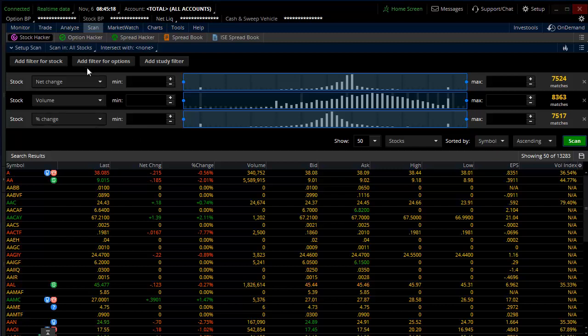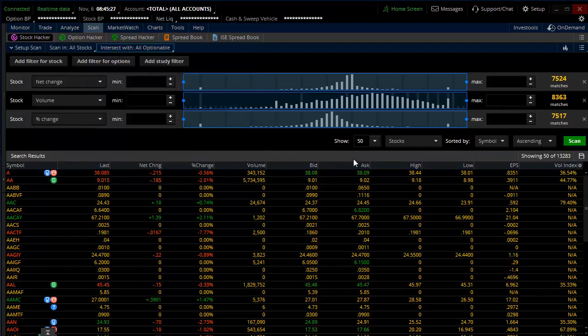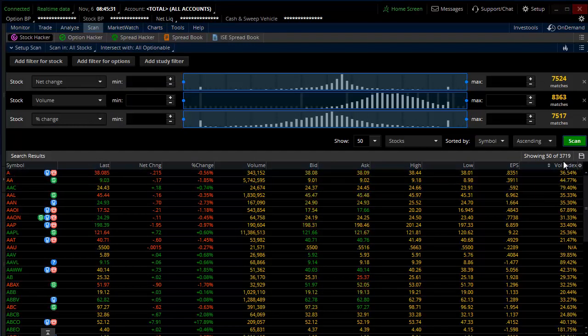Now, the very first thing I want to do is intersect here, category, all optionable. If I hit that and hit scan, what you'll notice is right off the bat, that has eliminated my pool from 13,000 to 3,000. So by adding this extra filter, I have eliminated over 10,000 stocks that you can't trade options on. All right, so why do I want to waste my time looking at them?